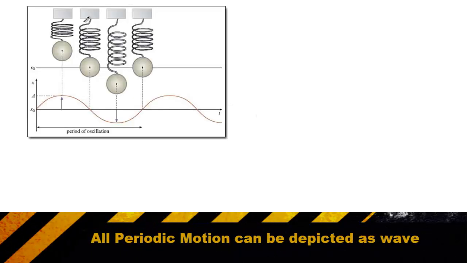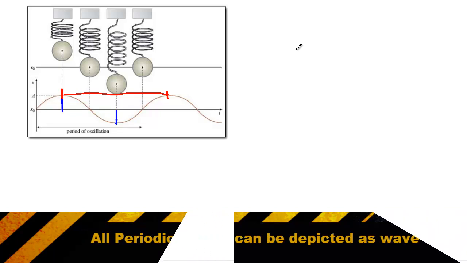We can use the characteristics of all waves to help describe the motion of the spring. The movement of the spring will have an amplitude, which is how high the spring bounces up and down from the point of equilibrium. It will also have a period, which is how long it takes for the spring to complete a full cycle of an up and down movement.